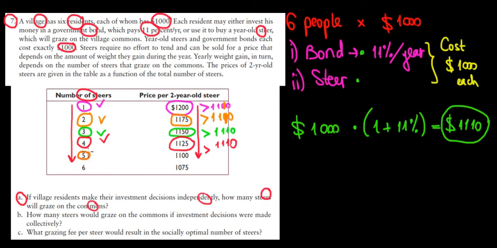Now we go to the fifth guy. He would sell the steer on the market for $1,100, and that would be less than the $1,110 that he could get from investing in the bond. So the fifth guy will invest in the bond, and obviously the sixth guy will invest in the bond as well, because again his price of the steer will also be less than the opportunity cost of $1,110, and that would be it. 4 people would invest in the steers, and 2 people would invest in the bonds.